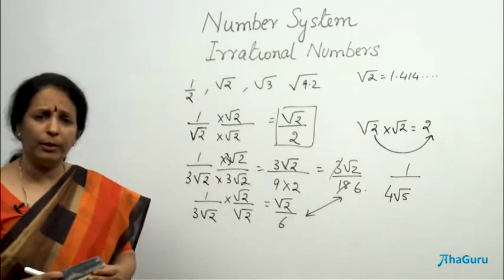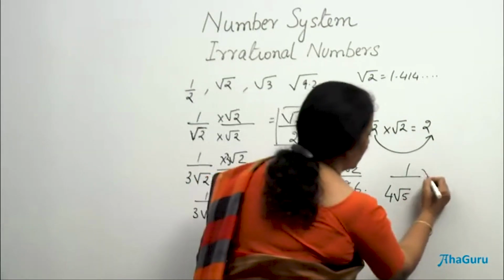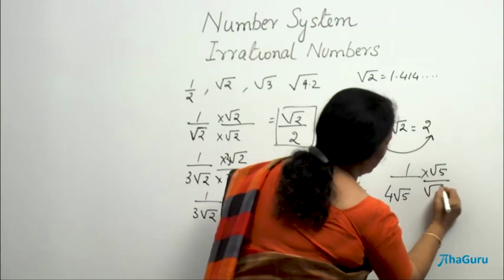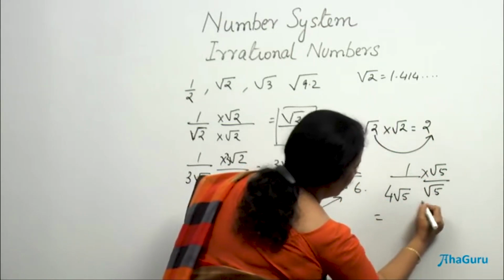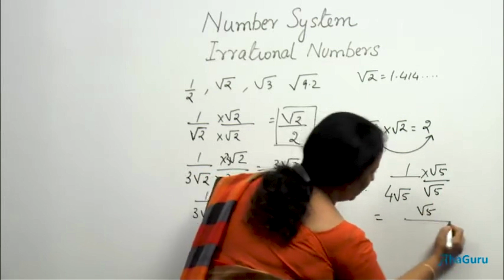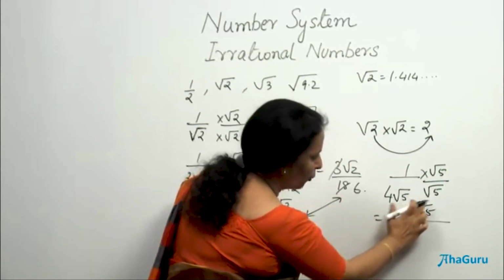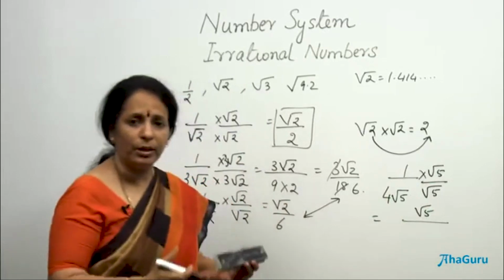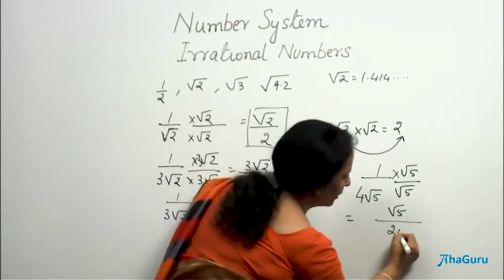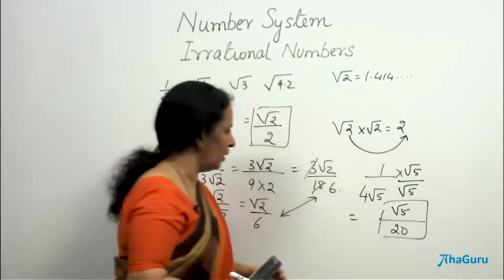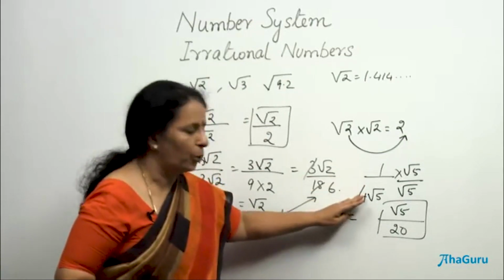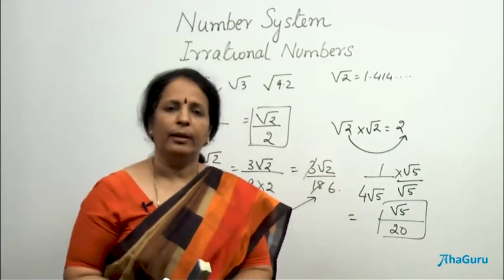So, what do we multiply with? Only root 5. That's enough. So, if I multiply by root 5, here also I multiply by root 5, I will get root 5 in the numerator of course, and the denominator 4 into root 5 into root 5. What is root 5 into root 5? It is 5. 5 into 4, 20. So, this is the answer for this question. So, we say that 1 by 4 root 5 has been rationalized.